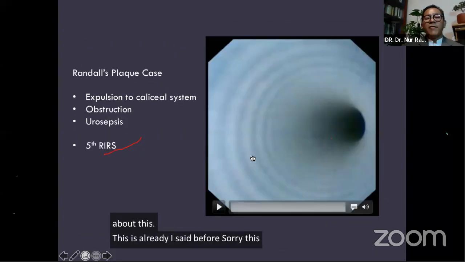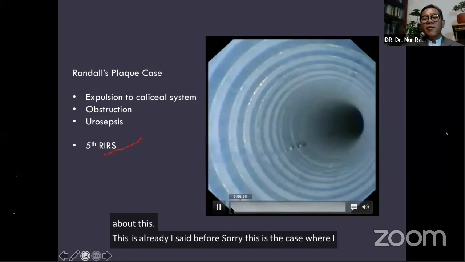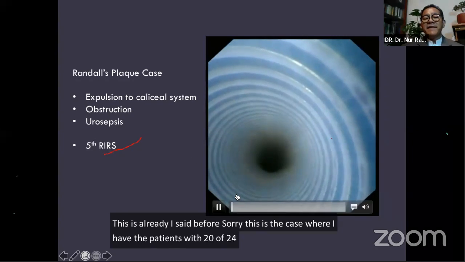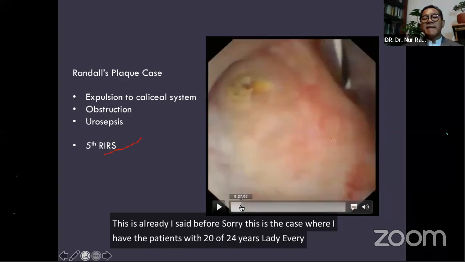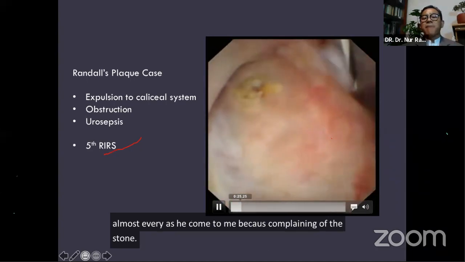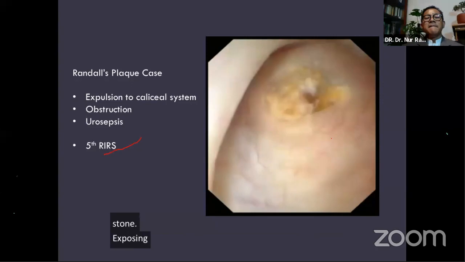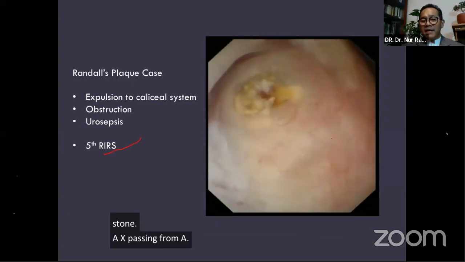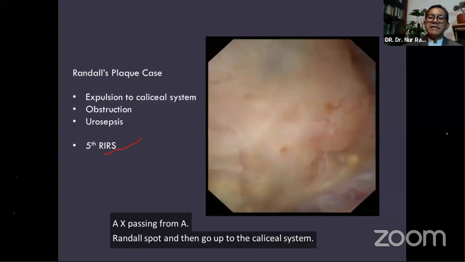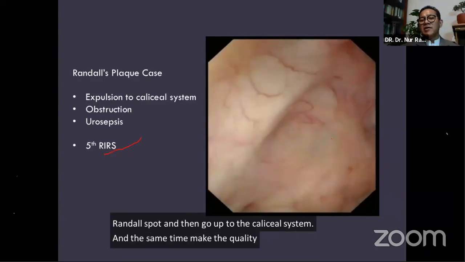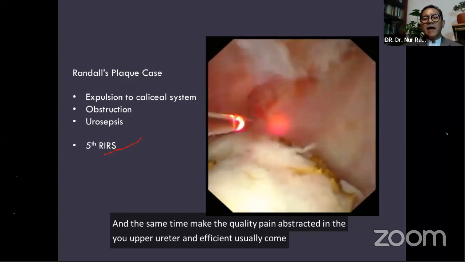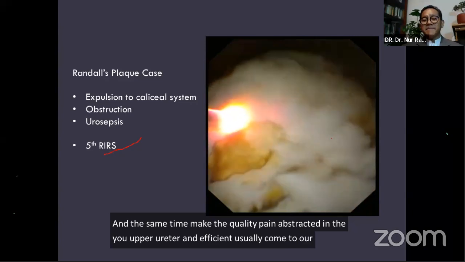This is the case where I have a patient, a 24-year-old lady. Almost every year she comes to me complaining of a stone expelled from Randall's plaque, which then goes up to the calyceal system and at the same time causes colic pain and obstructs the upper ureter. The patient usually comes to our office in a septic condition.